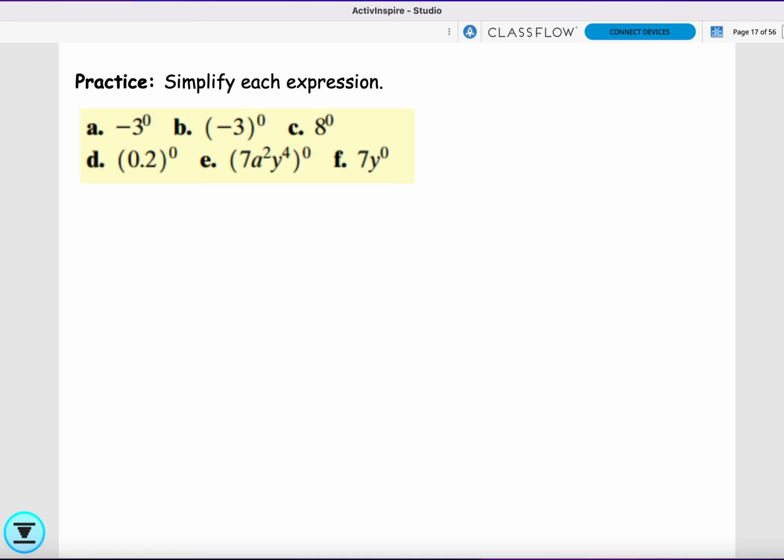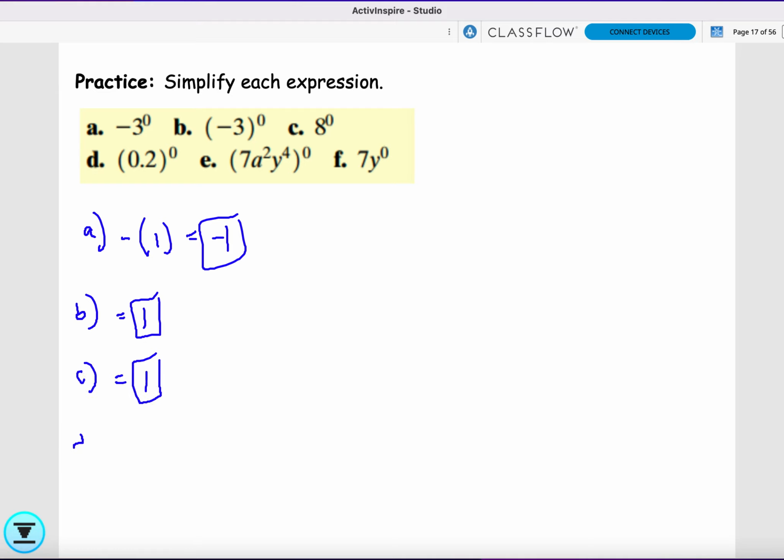Here are these practice problems on simplifying each expression. We have negative 3 to the 0, no parentheses, so we know that's going to be a negative times a 1, which is just negative 1. B is negative 3 to the 0, which is just equal to 1. C is this 8 to the 0, which is just equal to 1. D is 0.2 to the 0, which is just equal to 1. E is just 7a squared y to the 4th to the 0 power is just equal to 1. F is 7 times y to the 0, which is 7 times 1, which is just 7.